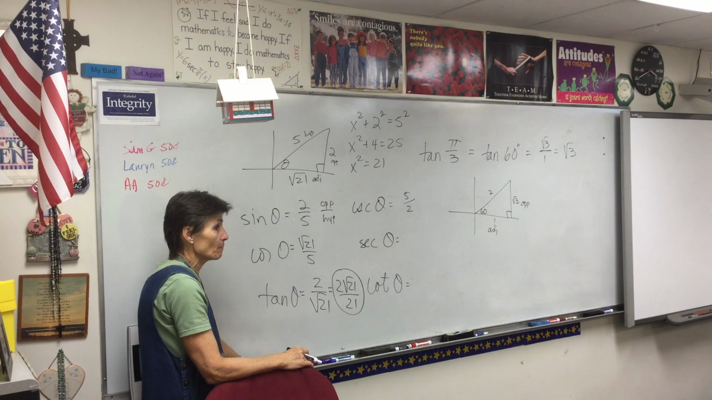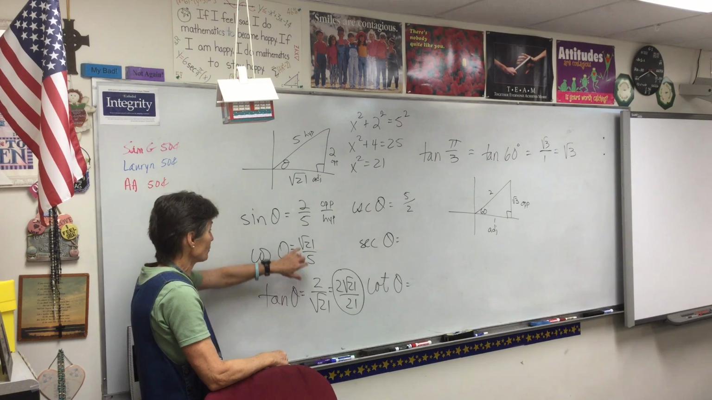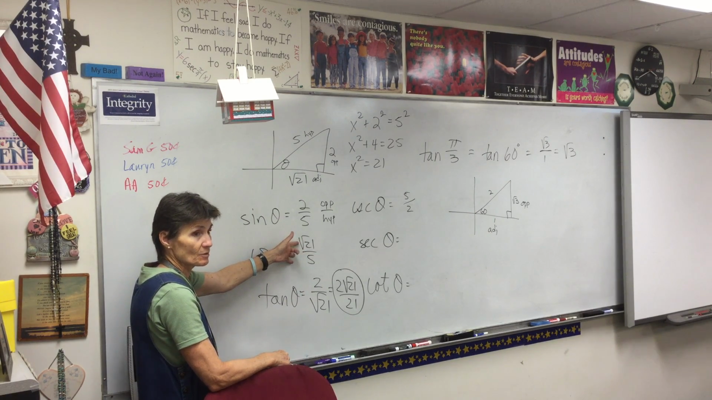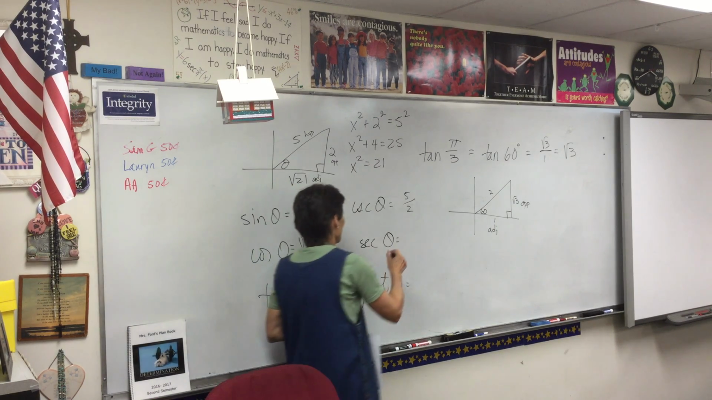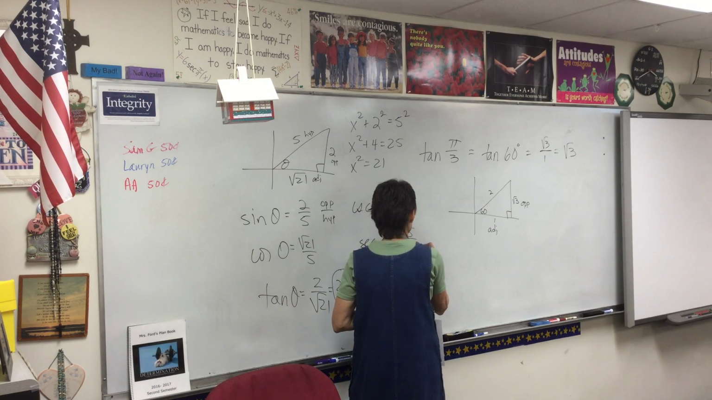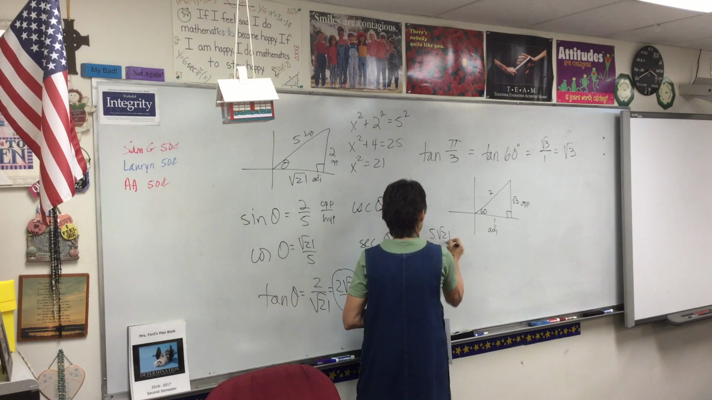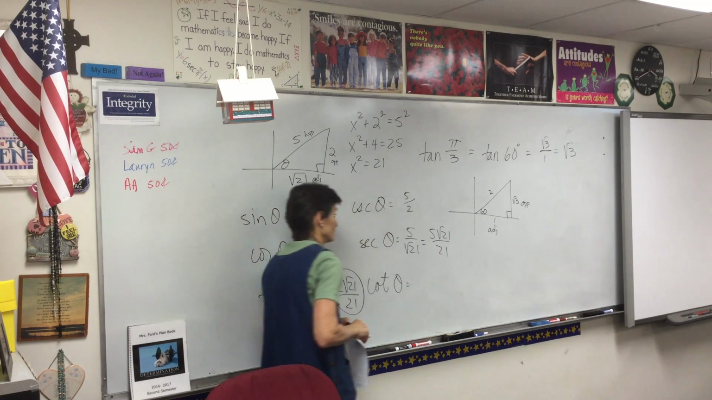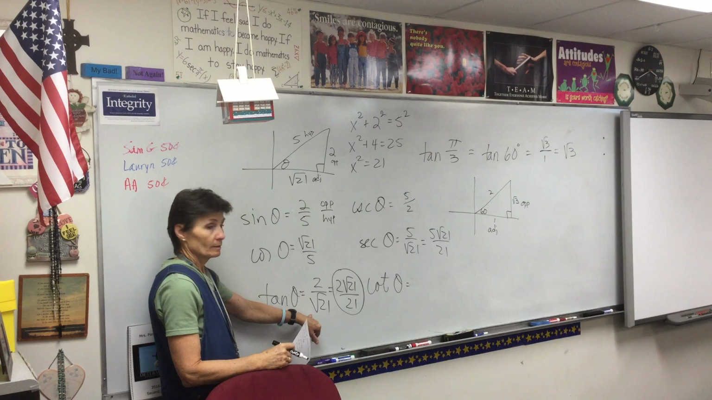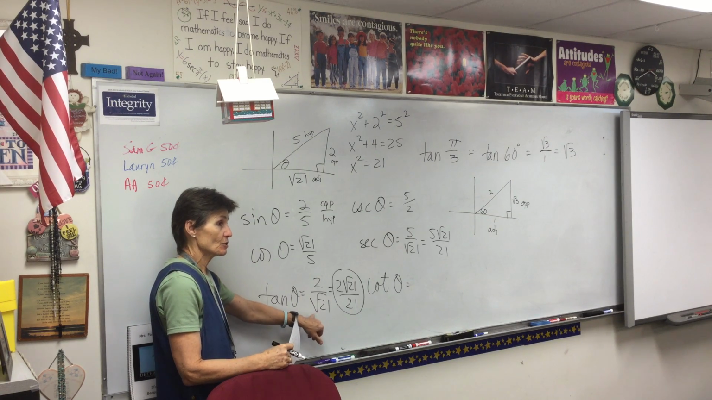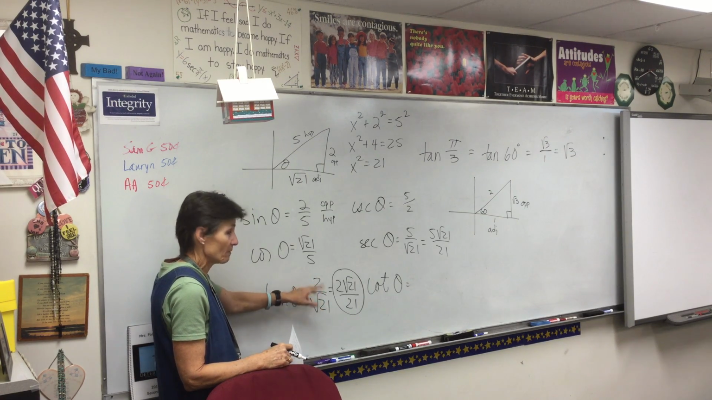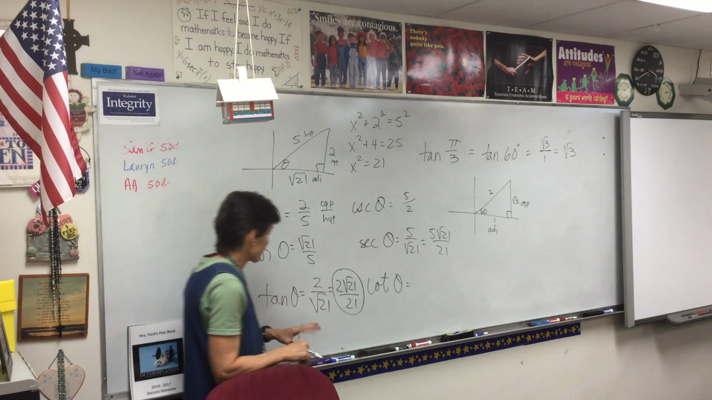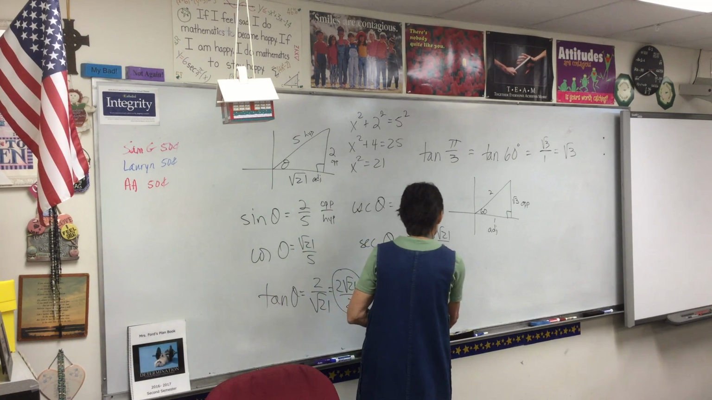And then we need our reciprocals. What's the secant? Well, the secant is going to be the flip of this, right? So it's going to be 5 over root 21, or 5 root 21 over 21. And the cotangent is going to be the flip of this one, so it's going to be root 21 over 2.